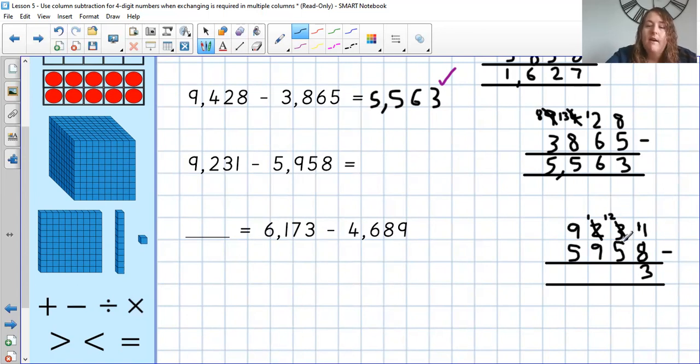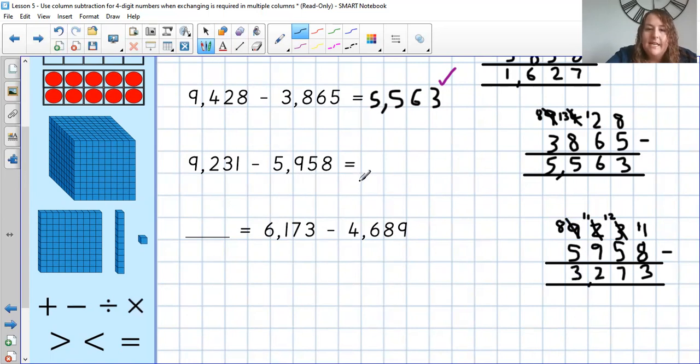Take away 5, 5, 6, 7, 8, 9, 10, 11, 12, leaves me with 7. Then I've got 1, take away 9. Can't do that either. So I cross out my thousands, 9, leave an 8, and pop my 1 next to the other 1 there. So I've then got 11, take away 9. Leaves me with 2. And 8 take away 5 is 3.